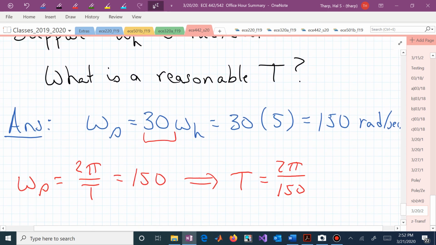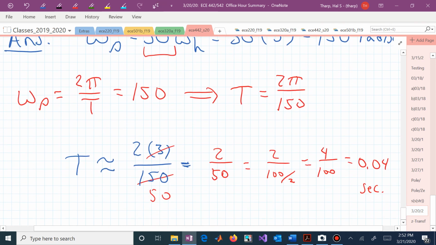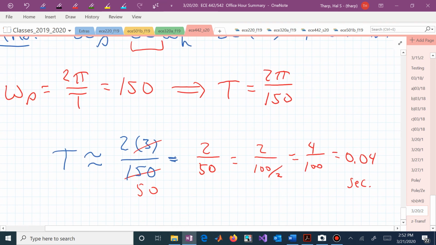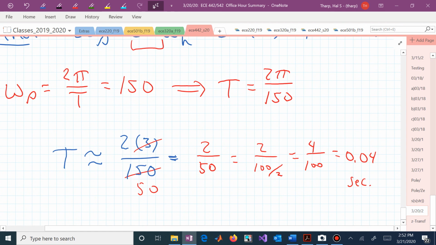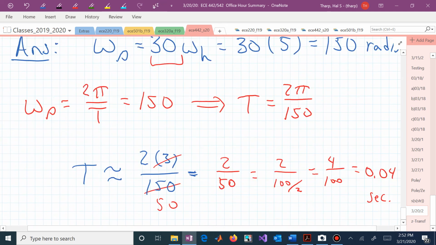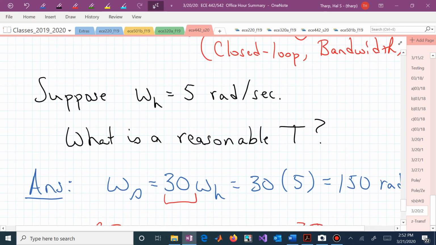But we know that the sampling frequency is related to our sample period by omega sub s equal to 2 pi over T. We just computed, based on the highest frequency, that omega sub s is 150. We can now solve that for the sample period, and T is equal to 2 pi over 150. We can do just the approximation of setting pi equal to 3, and that allows us to say a reasonable sample period would be 40 milliseconds, or 0.04 seconds. That's really what was talked about during the office hours.